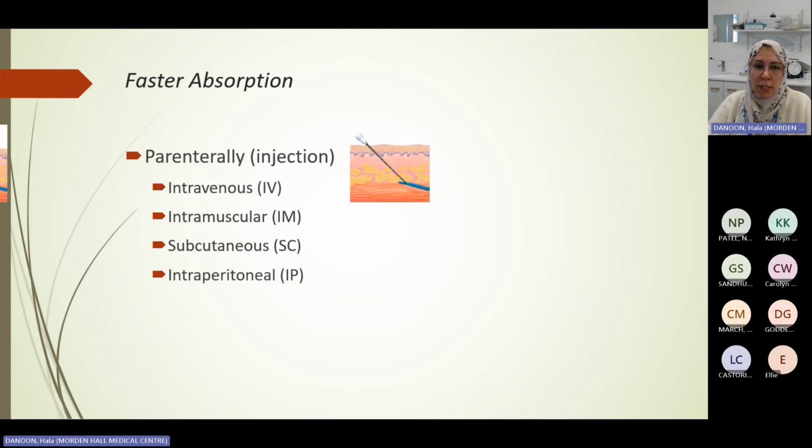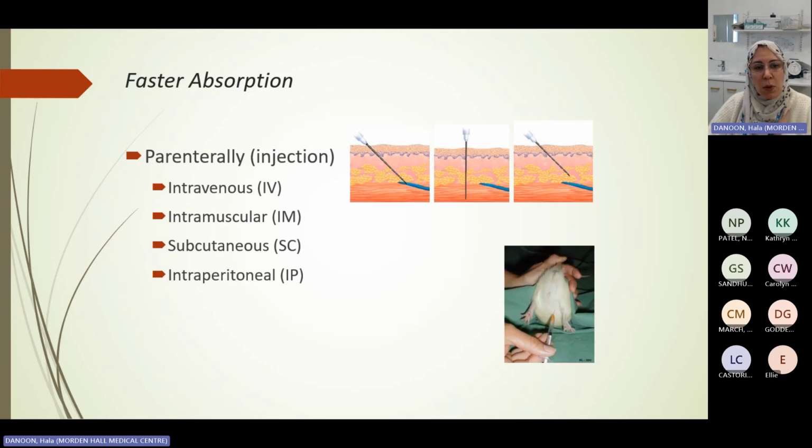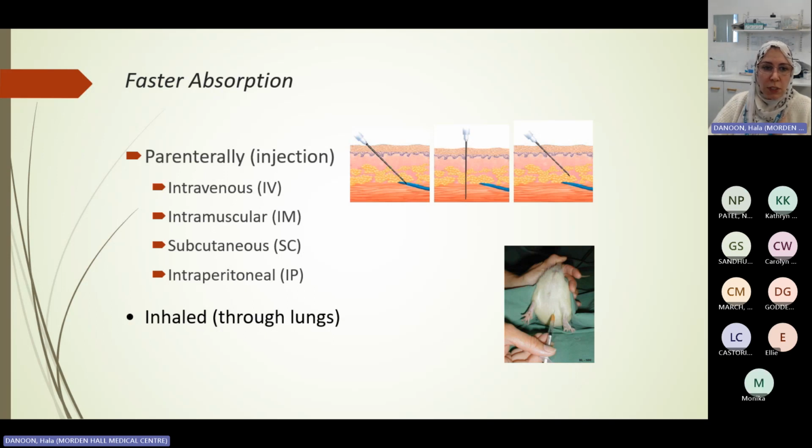Now, as you can see from the different pictures, there are different layers where we need to administer the drug. IV goes directly into the bloodstream. Intramuscular, we are administering it into the muscle mass. Subcutaneous, we put it under the skin, and that can cause a slow distribution or faster distribution depending on the drug. And then we also have intraperitoneal injections. There's also the inhaled route, and that is used mainly for respiratory drugs through inhalers or nebulizers.